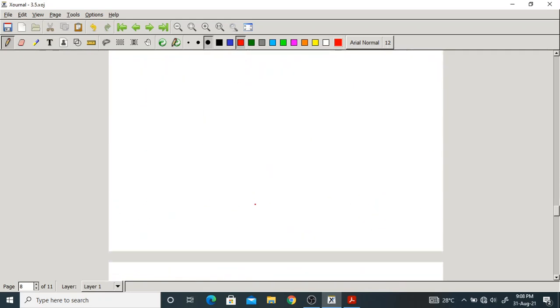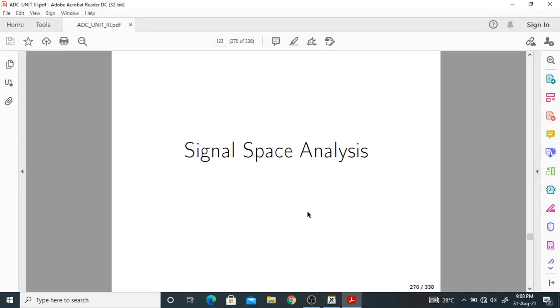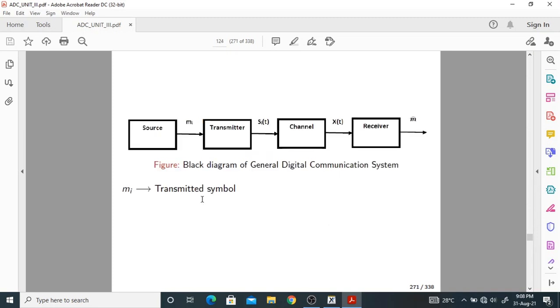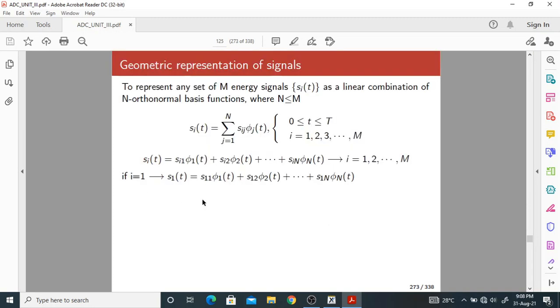Now let us go for something very important, called signal space analysis. What is that? Signal space analysis is very important, which means we are analyzing the signals in the space. It plays a very significant role in digital communications. First of all, let us go with a geometrical representation of a signal.